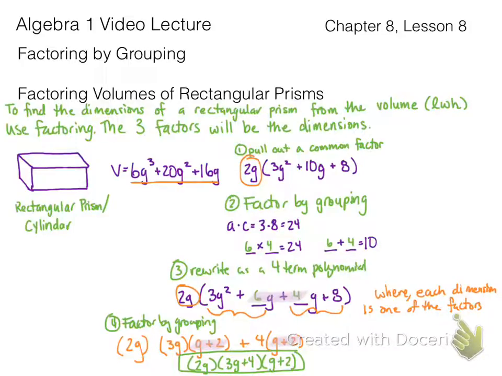So how does this apply to my question? Where each dimension is one of the factors. So this is a factor from my answer, this is a factor from my answer, and this is a factor from my answer, which means one of each of these represents either the length, the width, or the height. There you go. So those are the possible dimensions. Don't know for sure, but those are the possible dimensions. And again, if you were to multiply all of those factors together, you should get the original volume of 6g to the third plus 20g to the second plus 16g.